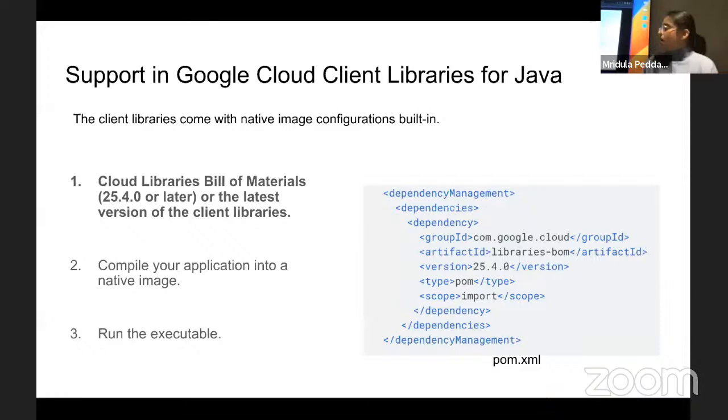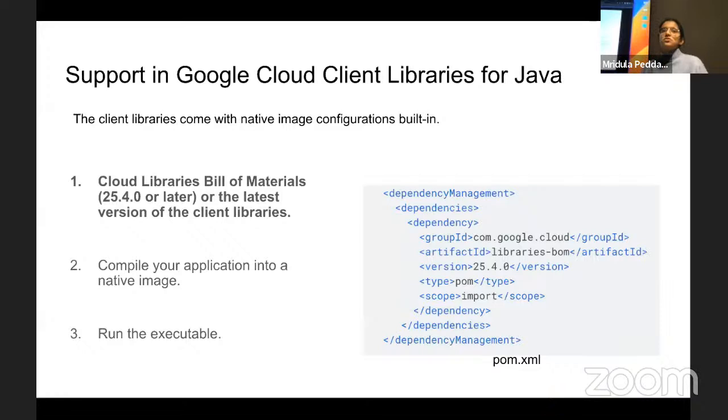And on a very high level, in terms of the three steps that I've shown in this slide, how does this work if we're applying native image compilation with the libraries? First, we need to ensure that the libraries' BOM 25.4 or later is being used in our project. And this slide exemplifies how you can do that in a pom.xml. But you can also do that in Gradle, or I just use Maven in this case for illustrative purposes.